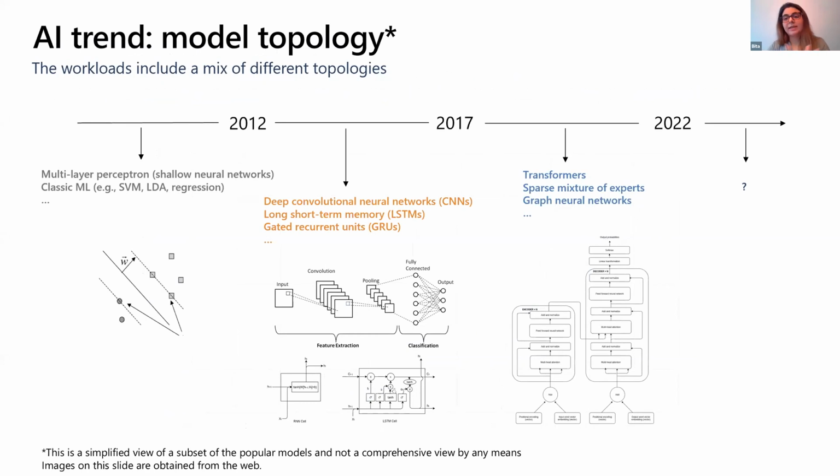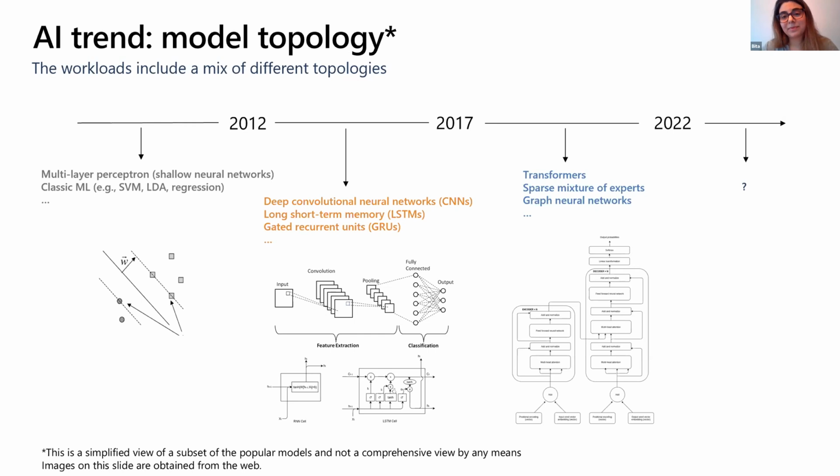Now that we have talked about the scale of the problems we are dealing with, and have a high-level understanding that each of these workloads has its own unique requirements, let's talk about the model topology. Since 2012 and the emergence of AlexNet, CNN models, or convolutional neural networks, became the go-to architecture for computer vision, and long short-term memories, or LSTMs, were the popular architecture for speech recognition and text analysis.